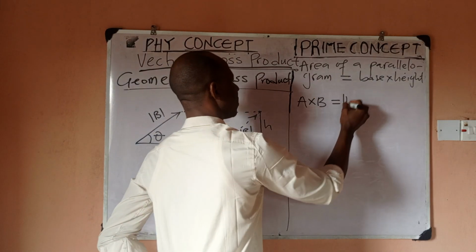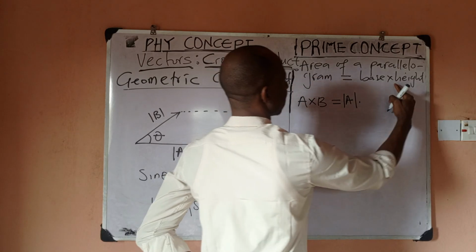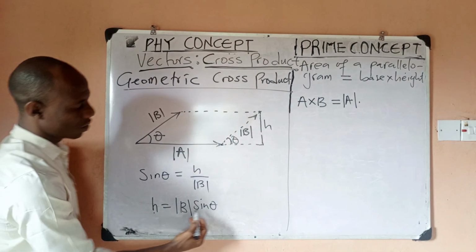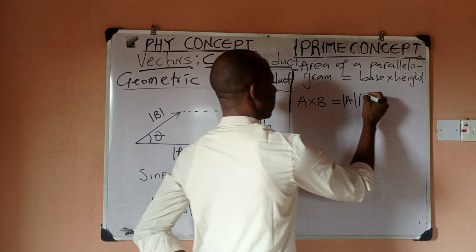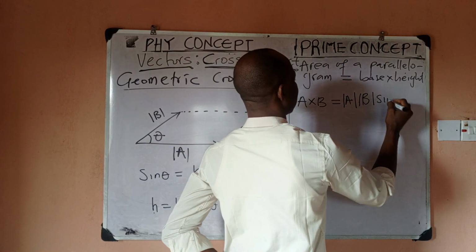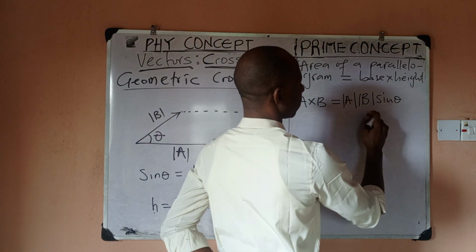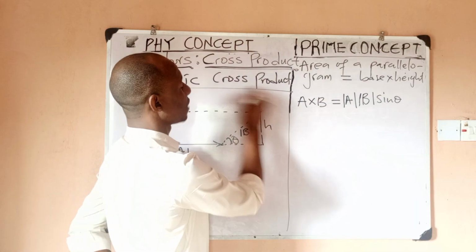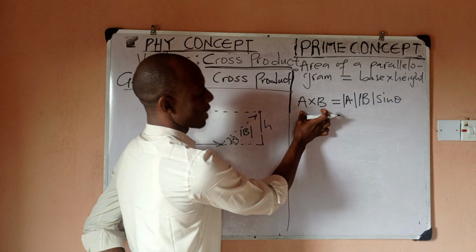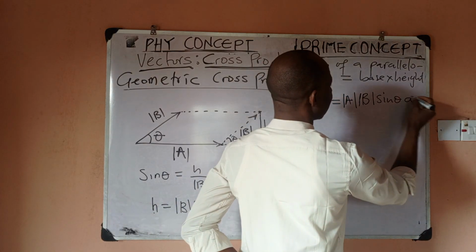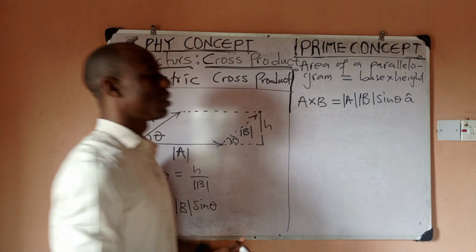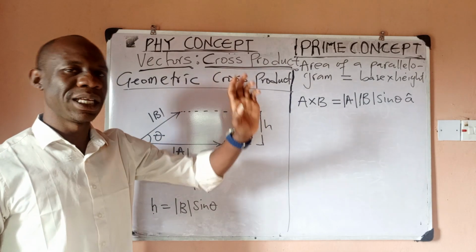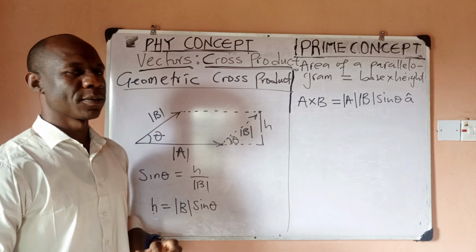So that is magnitude of A times our height. And what is our height? Our height is H, which is actually equal to the magnitude of B sine theta. So this is what we have. Then because A cross B is actually a vector, or a cross product, it has direction. So we're going to indicate that direction using a unit vector. So this is the formula for the geometric cross product.